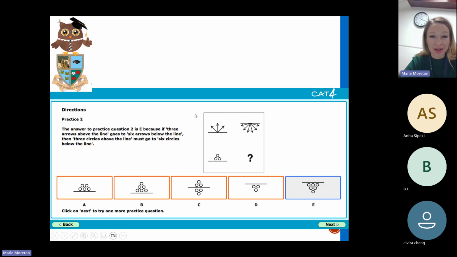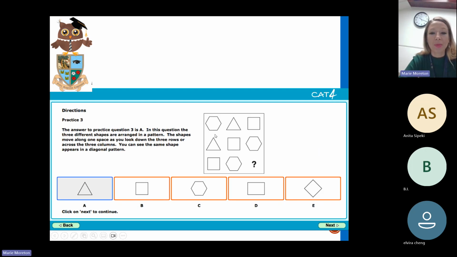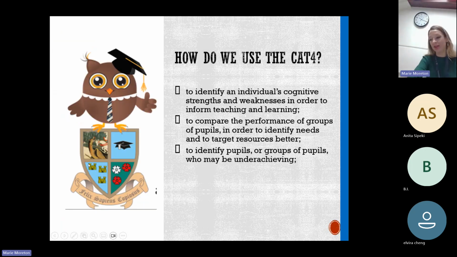This is another practice one. So you've got three arrows up coming from a central point, and here are six arrows going down, three circles up, and there should be six circles down below the line there. This is another pattern one, so it goes hexagon, triangle, square, hexagon, square, hexagon, and then missing would be a triangle. Okay, so those are the kind of questions that you can see.